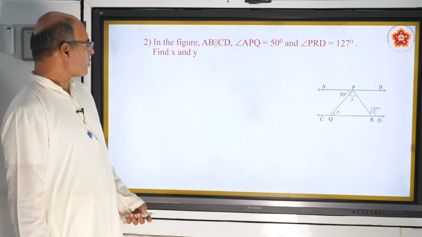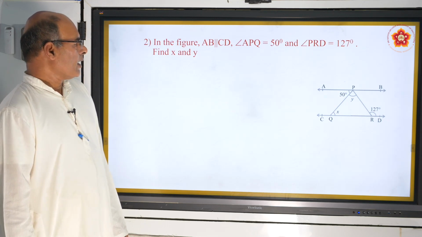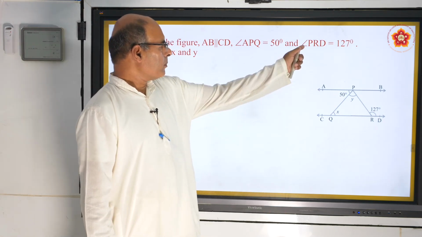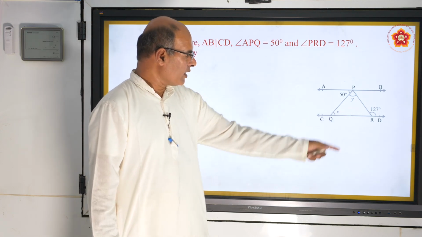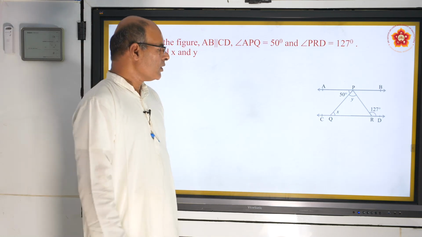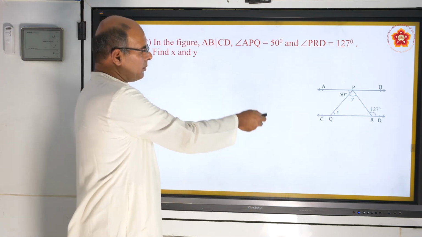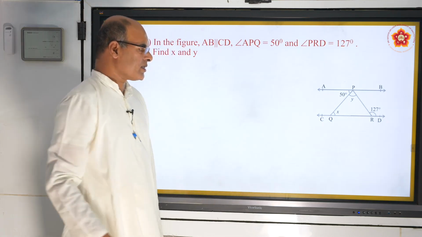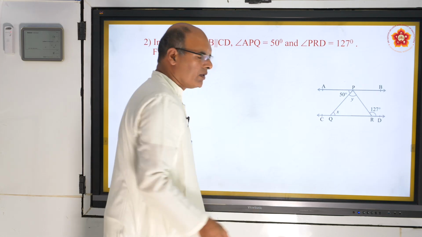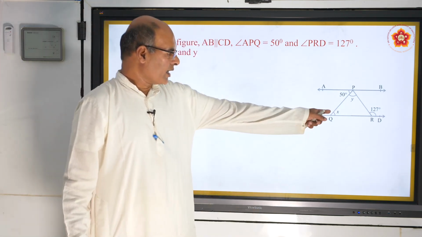So let's go to another question. In the figure AB parallel to CD, angle APQ is equal to 50 degree and angle PRD is equal to 127 degree. Find X and Y. AB and CD are parallel lines. Therefore this 50 degree and angle PQR, they are alternate angles, they are equal. So therefore X is equal to 50.